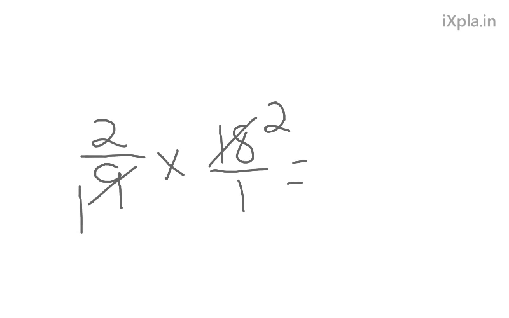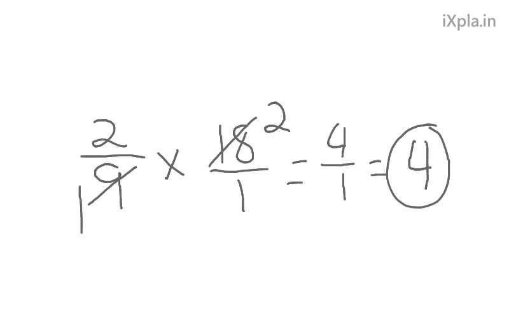And now we can multiply across. 2 times 2 is 4, 1 times 1 is 1. We're not done yet because we have an improper fraction here. So to make this proper, how many times does 1 go into 4? 4 times. And that is our answer. K, 1/4 times 12.